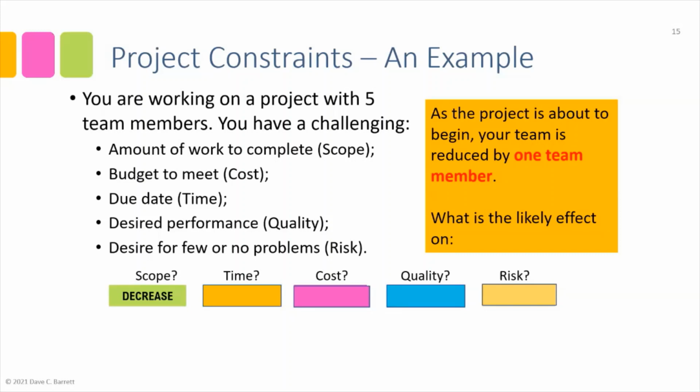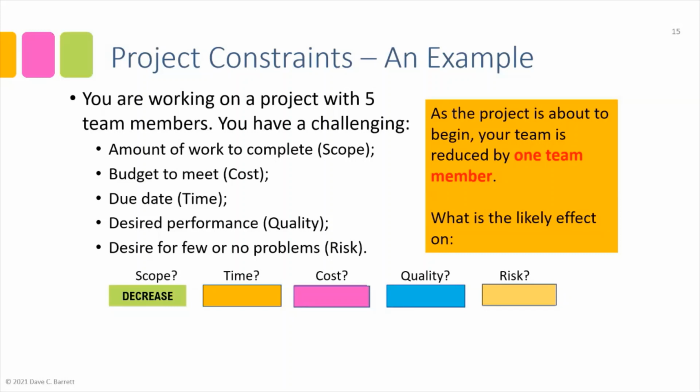And when you think of it, it's kind of logical. If you have 4 people instead of 5, they're all working at top efficiency. You can't squeeze out any more efficiency out of them. Well, they're going to be able to do less in all other things being equal. Okay, so that's the relationship now of resources to scope. Reduced resources, reduced scope.